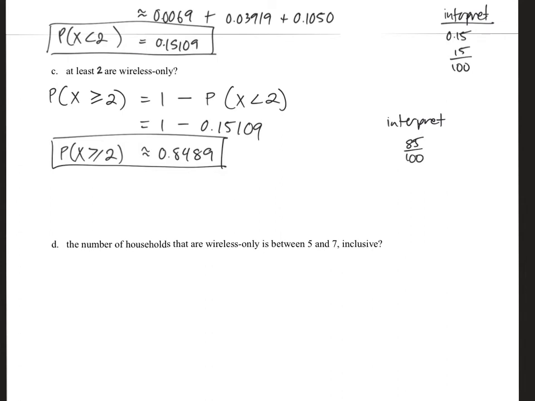So what is this saying? Well, in about 100 trials of this study, each time we pick 20 households 100 times, we would expect about 85 of them to result in more than or equal to 2 of the households being wireless only. Okay, so if we picked 20 households 100 times, we would expect 85 of those trials to result in at least 2 being wireless only.